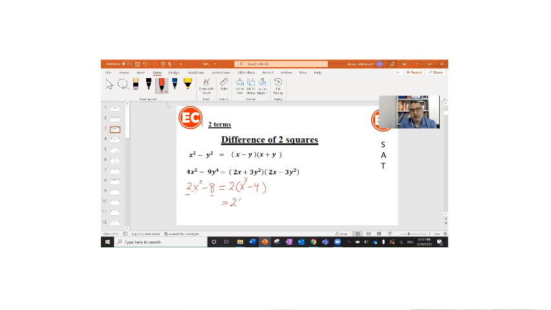Now, after I took the highest common factor, I can factorize this as a difference of 2 squares: x minus 2 and x plus 2.